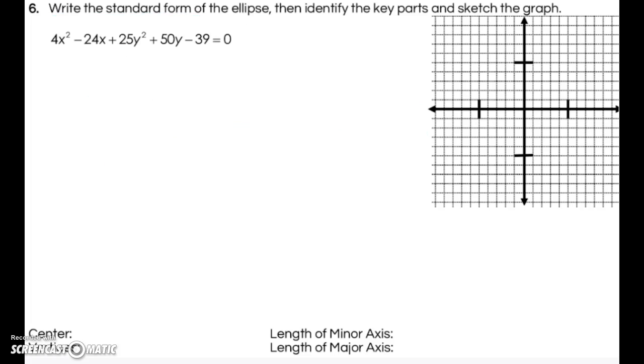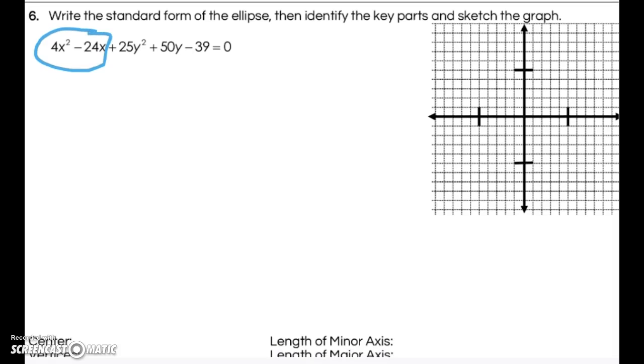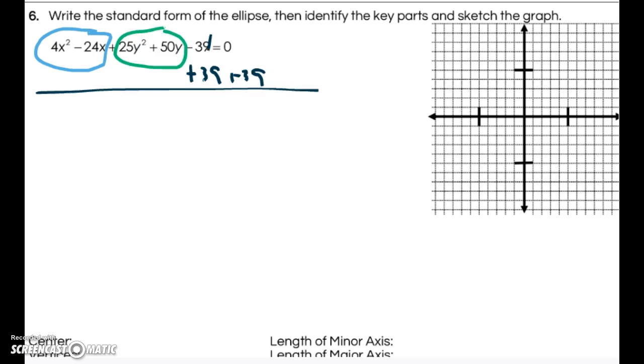Okay, so much like when I completed the square for circles, I am going to be looking at the x terms, and then I'm going to be looking at the y terms, and I'm going to attempt to make these perfect square trinomials. And right now I notice that this negative 39 is kind of in the way, so I'm just going to add it to both sides. And what I have now is 4x squared minus 24x plus 25y squared plus 50y equals 39.